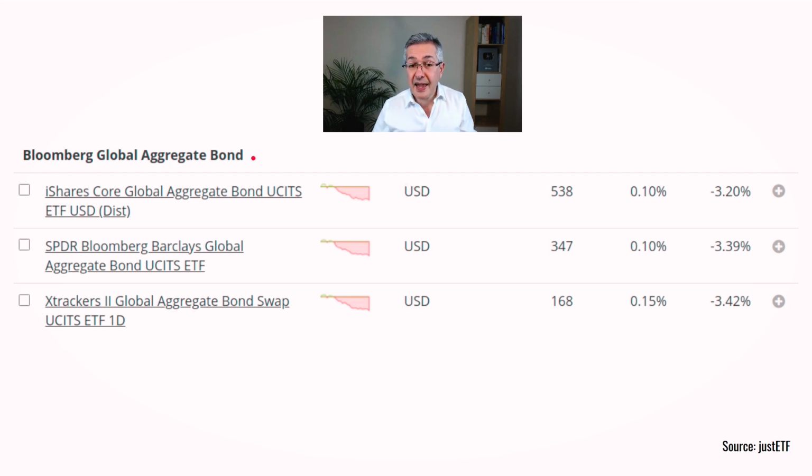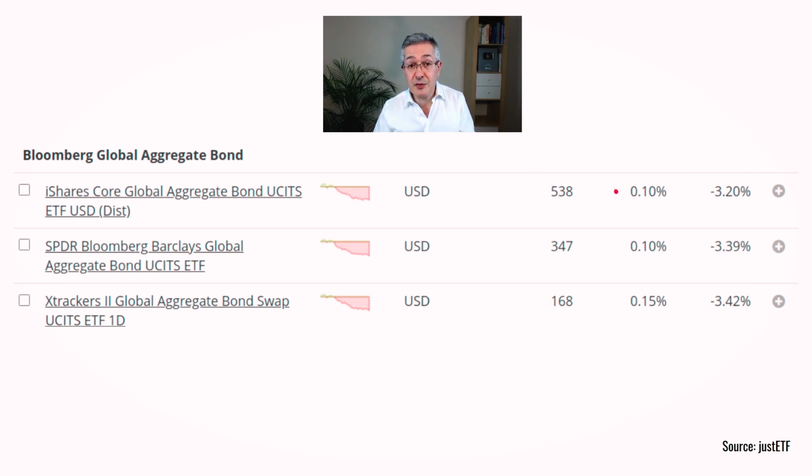Notice how none of these are hedged, they're all denominated in dollars, so you'd be taking that currency risk of sterling versus the dollar. In particular, the risk that sterling would strengthen versus the dollar and remove some of the value of these funds. All 3 of these funds are pretty big, 538 million in assets under management for the first one, 168 for the last one, so they'll probably be around for a while.